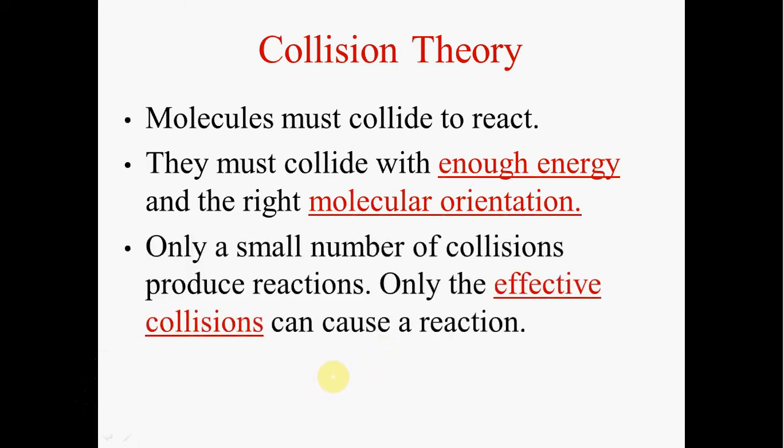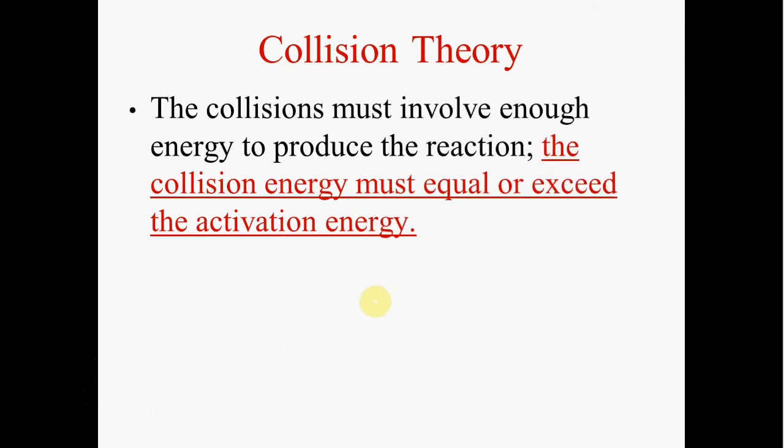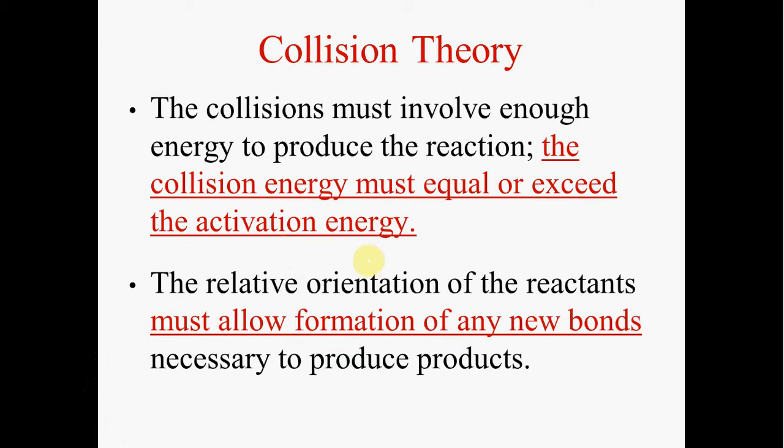Since only a small number of collisions can actually be effective, because you're not always going to have enough energy and the right molecular orientation, only those effective collisions can actually cause a reaction to occur. So again, you need enough energy to overcome the activation energy barrier, and you need those effective collisions. The collisions must involve enough energy to get over the energy barrier. That means they must have enough energy to equal or exceed the activation energy, and they have to allow orientation of breaking of bonds and forming of new bonds.